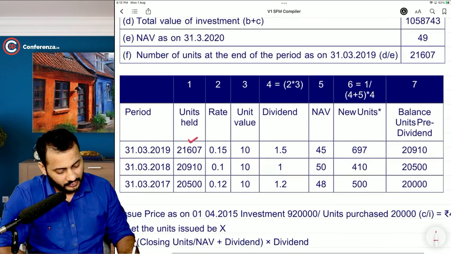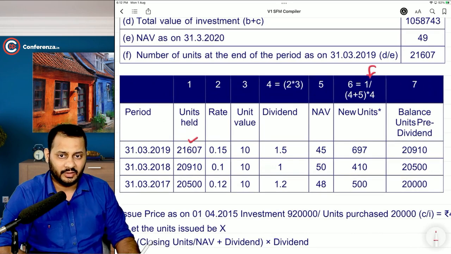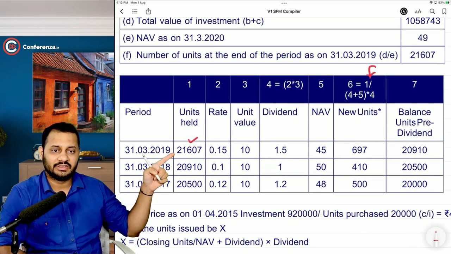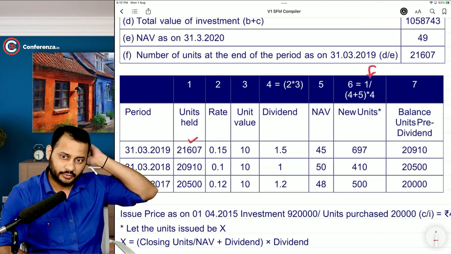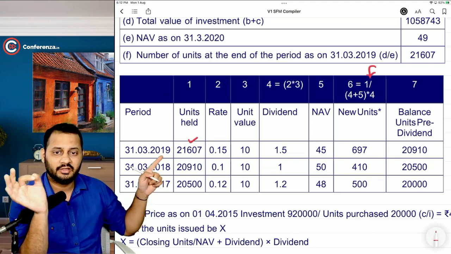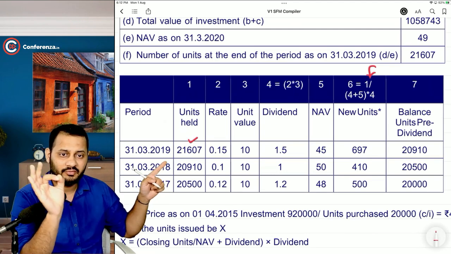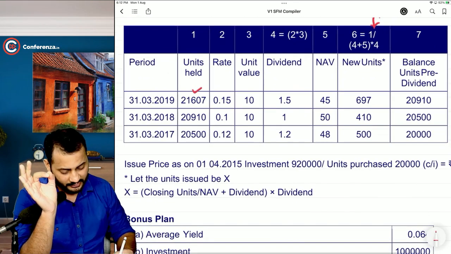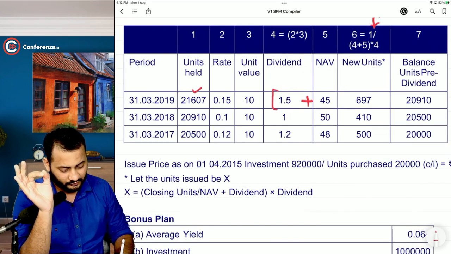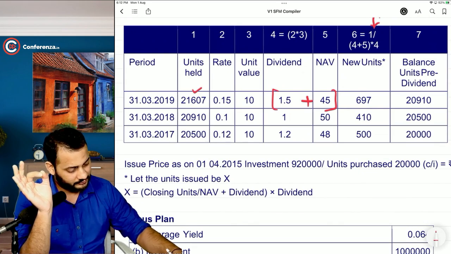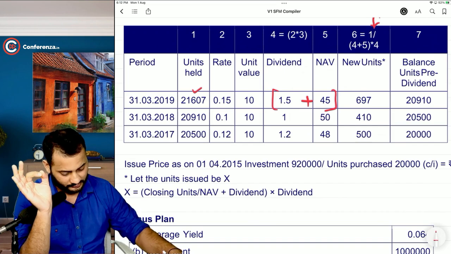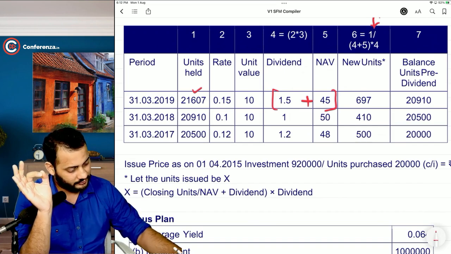See, 1 divided by 1 means what? 21,607. Okay. You can apply your own one also, but that's okay. So 21,607 divided by 4 plus 5 into 4. That means 1.5, and this is 46.5 into 1.5, 1.53. 21,607 divided by 1.53.